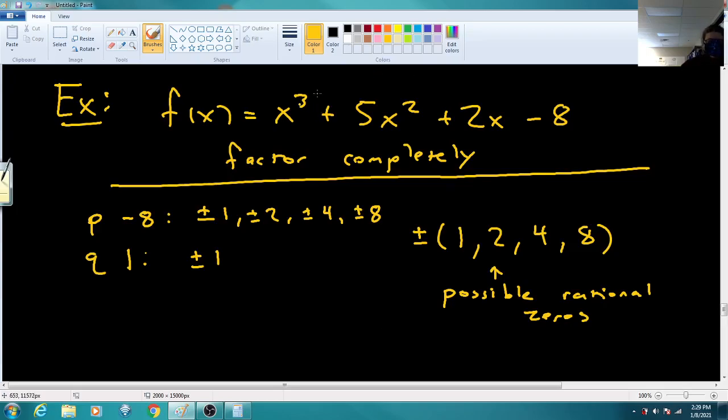Since this is a degree 3 polynomial, at most only 3 of these 8 zeros could work. So some of these definitely aren't zeros. What we're going to do is synthetic division on this polynomial, starting with the easy numbers first, like positive 1, then negative 1, then positive 2, and negative 2. And we're going to keep going until we find one that has remainder 0.